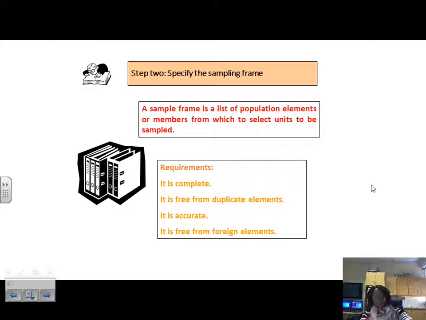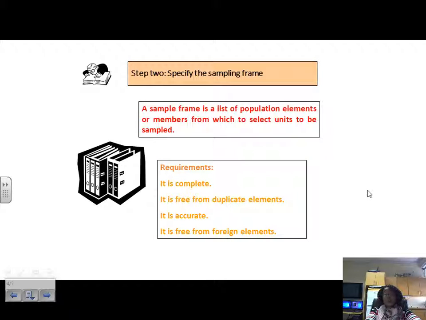All right, the second step in the sampling process involves the specification of a sampling frame. Basically, a sampling frame is a list of population elements or members from which to select units to be sampled. In marketing, there are numerous lists or databases that we make use of when conducting our sampling procedures. The most common, if it is a university setup, which is the easiest that comes to mind right now, would be databases from the registration department. That is where you might be able to get the list of students that you could include in your study.